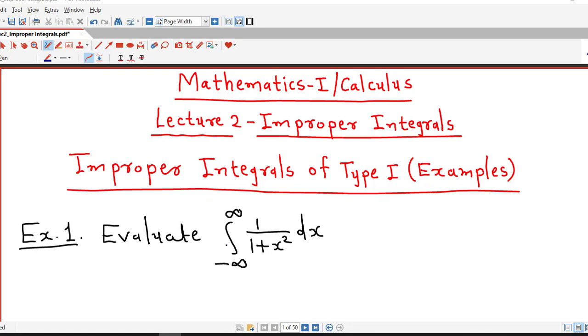Hello friends, I welcome you to lecture number 2 on improper integrals. In the previous lecture we introduced improper integrals of type 1, and we discussed their definition and how to evaluate them. So today we will discuss some more examples on type 1 improper integrals.